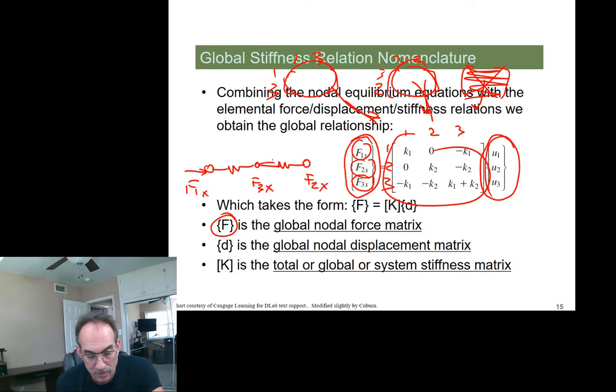If these forces are aimed in the positive direction, they'll be positive. If they're aimed in the negative direction, it'll be negative. It has nothing to do with tension and compression. It has to do with our global coordinate system. Okay?